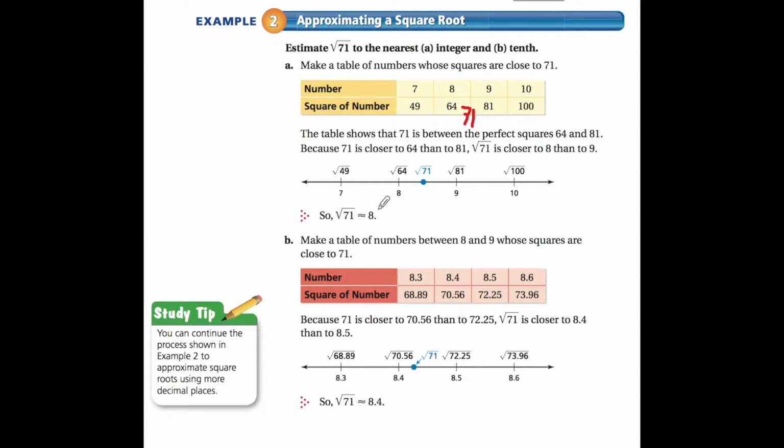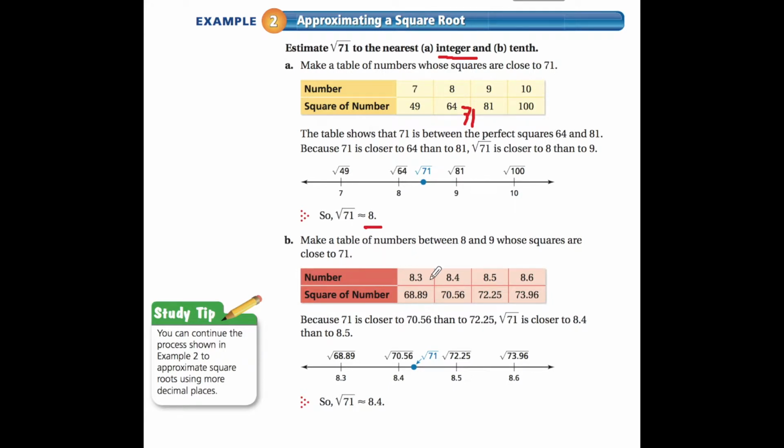So now we have our integer. So the square root of 71 is approximately, that's the symbol for approximately, 8. Now we need to find it to the tenth. So we have to make a table of numbers between 8 and 9 whose squares are close to 71.